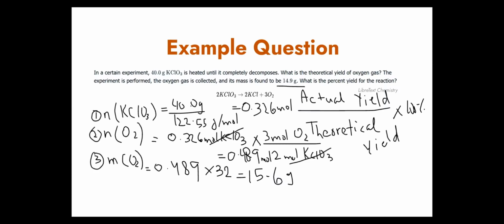All we have to do is just plug this information, substitute these numbers in the equation, and then we'll get the percentage yield. So the percentage yield will be 14.9 grams was the actual yield, which was already given in the question, and then 15.6 is the theoretical yield that we just found out, and times it by 100, and then it gives you 95.5%.